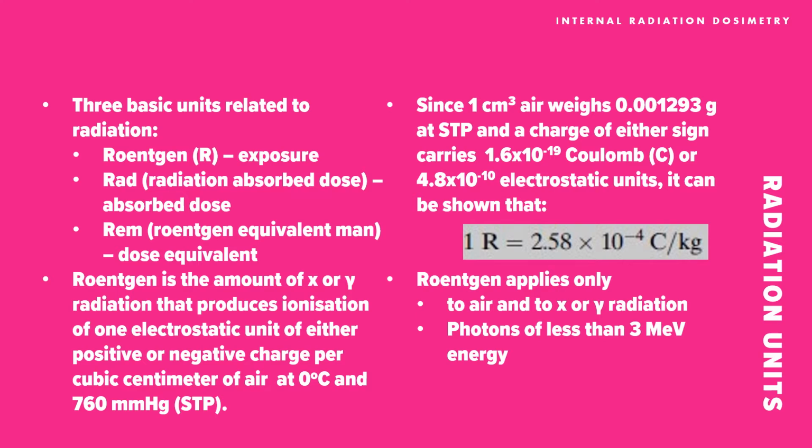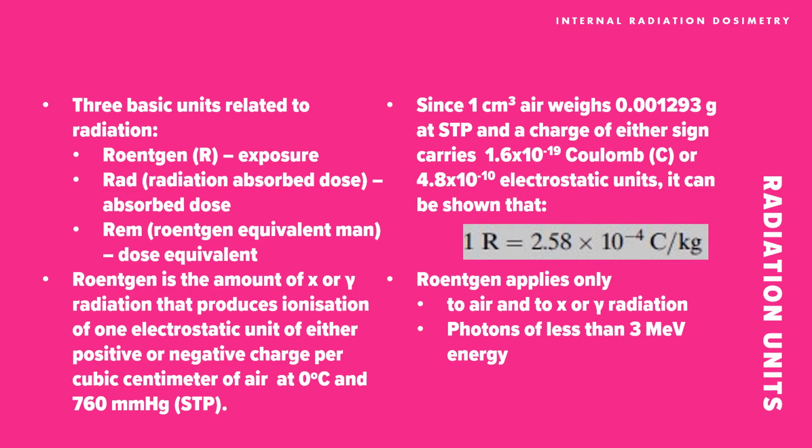We are talking about X-ray or even gamma radiation, which produces ionization of one electrostatic unit of either positive charge or negative charge per cubic centimeter of air, at a temperature of 0 degrees Celsius and a pressure of 760 millimeters of mercury, or equal to STP. So that's the definition of roentgen.